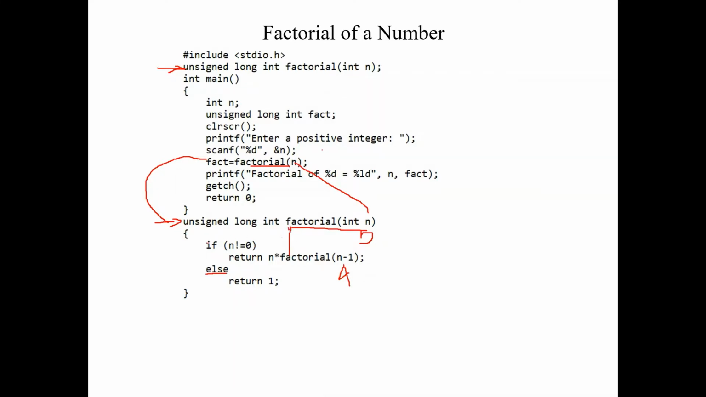Again, we will be getting inside the factorial function. We will be checking whether 4 is not equal to 0, since the current value of n is 4, because we have made a recursive call.